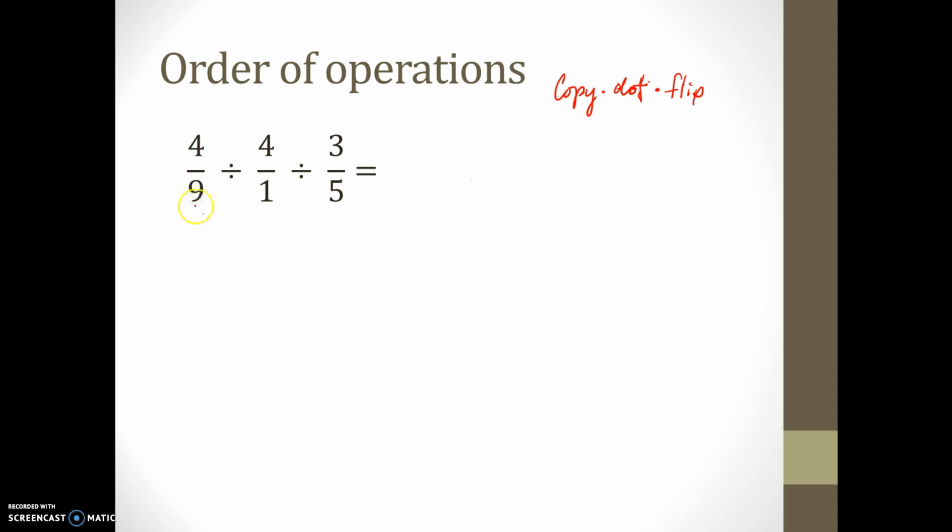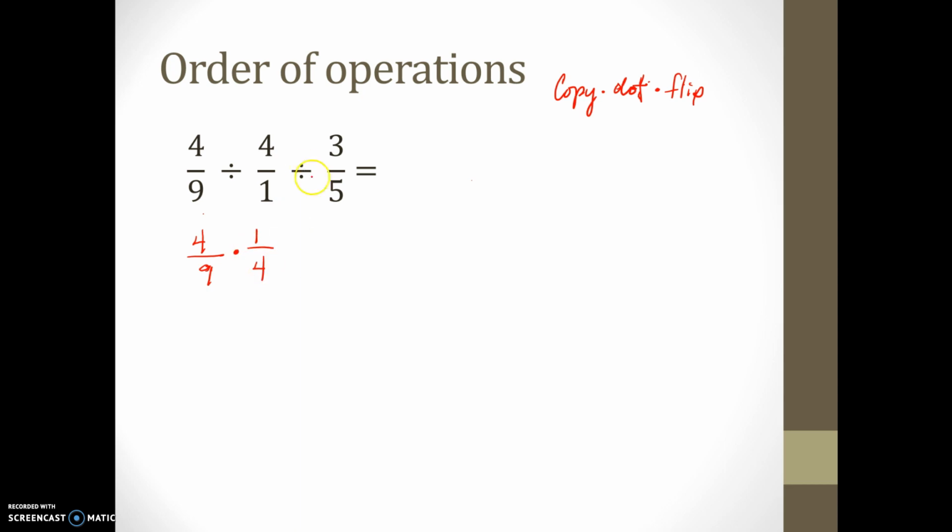If we look at solving this from left to right, 4/9 is going to be our first fraction, right? So we're just going to copy that down. And then we have divided by 4/1. Okay, so we're going to replace that division sign with a multiplication sign. And then we're going to flip that second fraction, 1/4. Okay, great. So now I have 4/9 times 1/4.